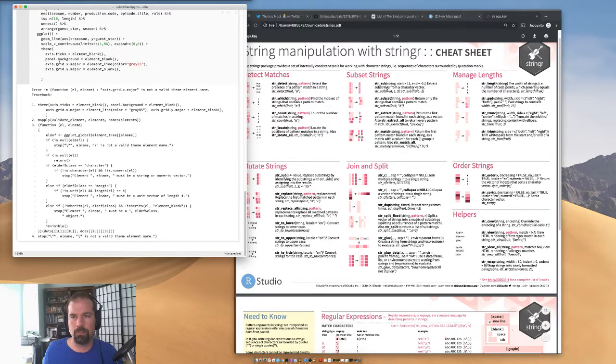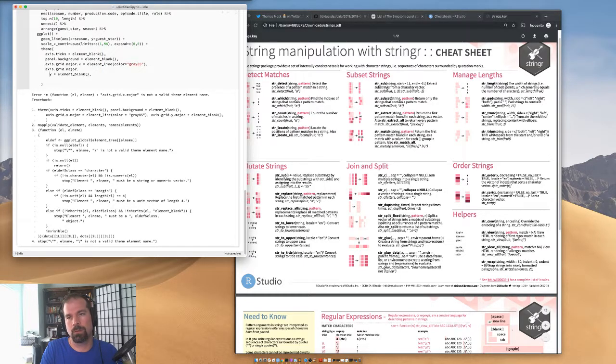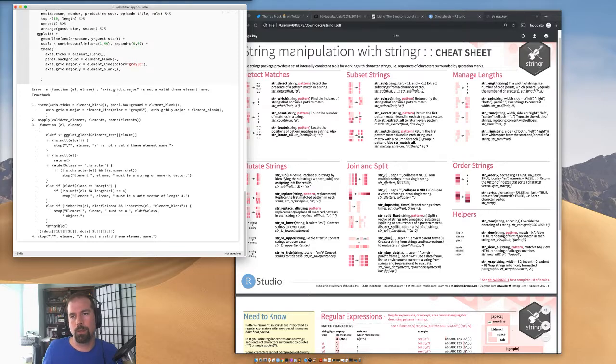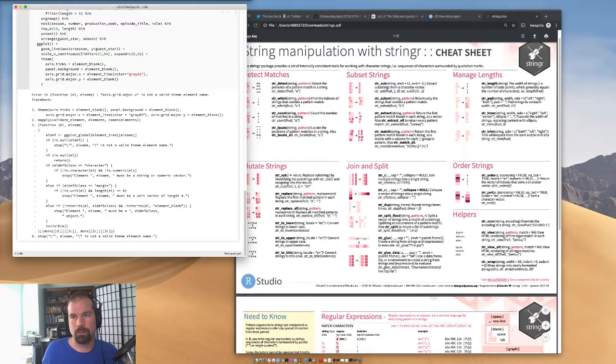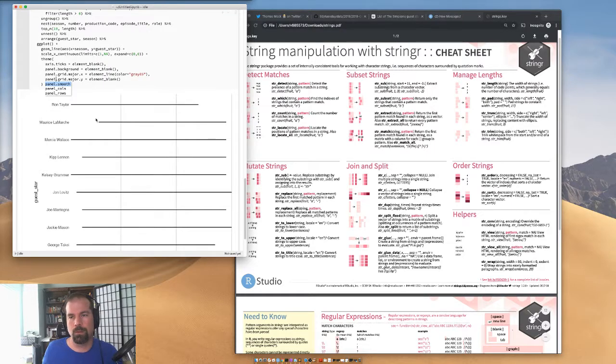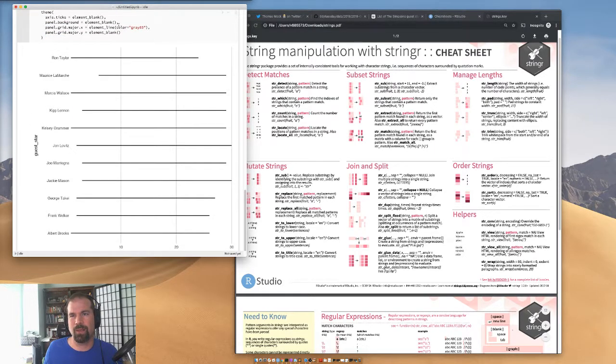and I messed something up. Axis grid dot major dot x. It may be dot major dot x instead of x dot major. I tend to make that mistake. And then there shouldn't be a comma after this as well. Oh, because this is the panel. Yeah, that's why. So the grid happens on the panel, not on the axis, even though it starts at that. So there we go.